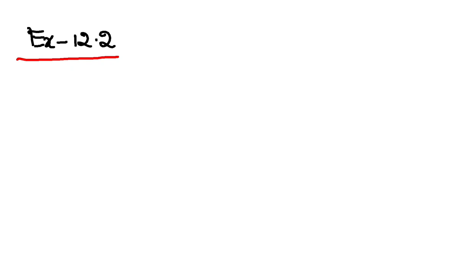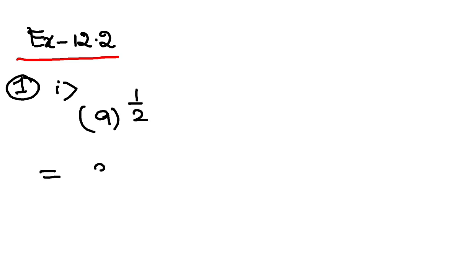Students, now we can start the explanation for exercise 12.2. Let's go to question number 1. You have to evaluate 9 to the power 1 by 2. So we all know 9 is 3 square, so 3 square to the power 1 by 2. So this 2 and 2 are cancelled, powers. So I am left with 3 to the power 1. 3 to the power 1 is nothing but 3.